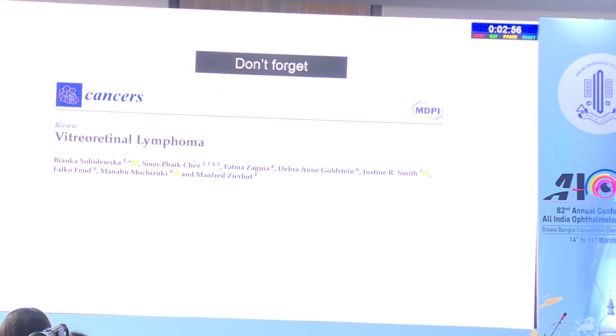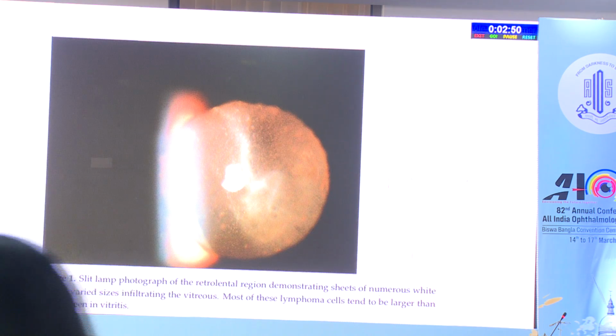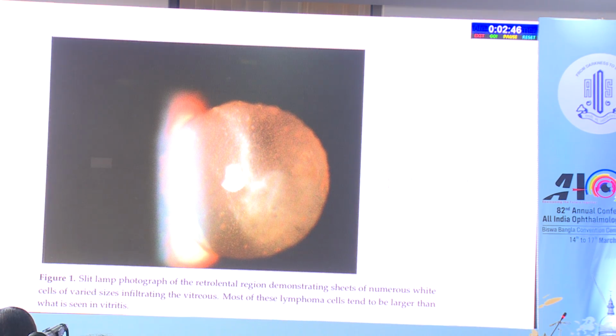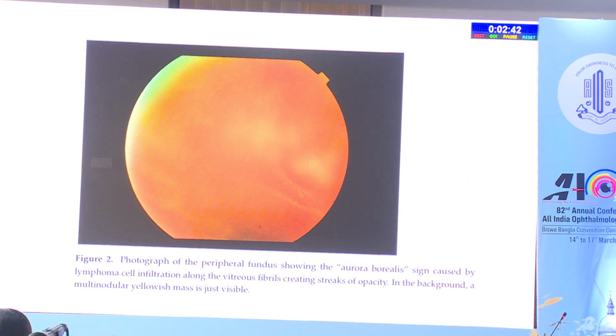Vitreoretinal lymphoma is the most important point in the elderly particularly, and can be in the young also, and can mimic intermediate uveitis. Their vitreous cells are coarse and much larger, and they might have posterior segment pathology like exudates, mass lesions like aurora borealis.